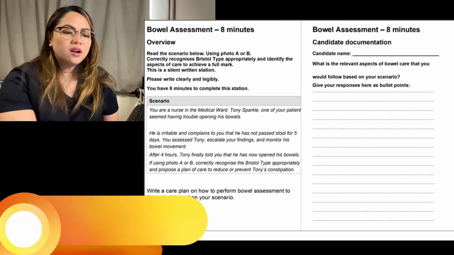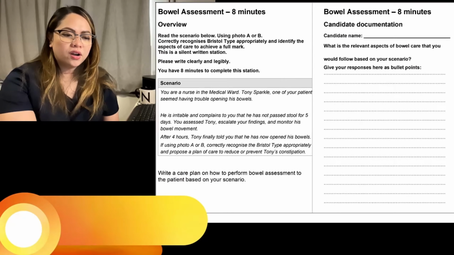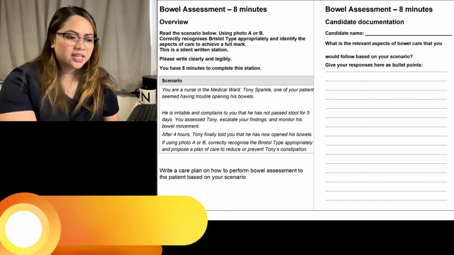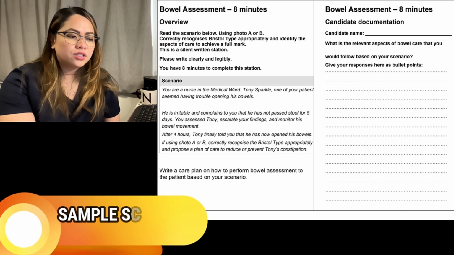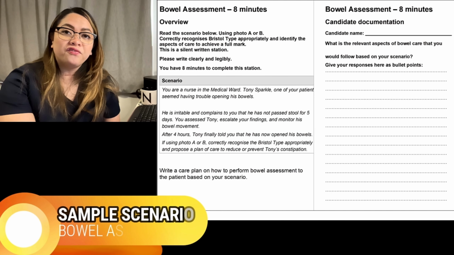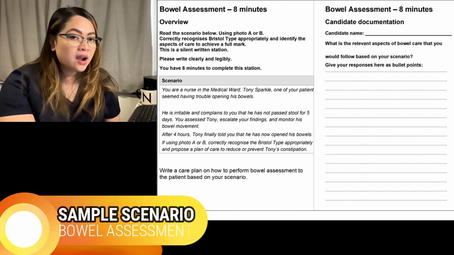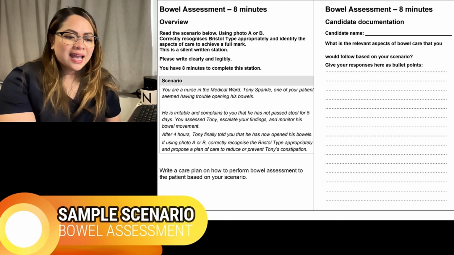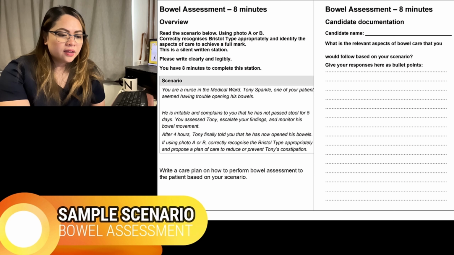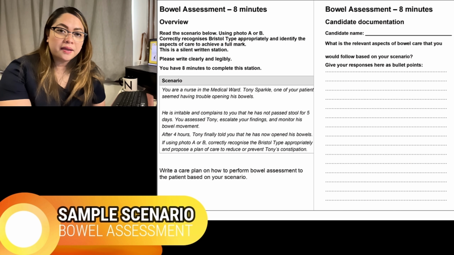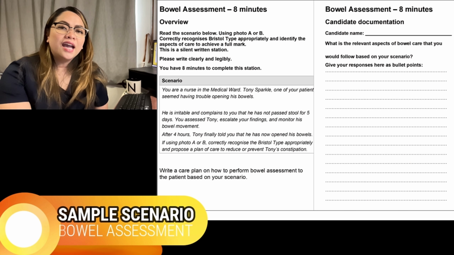Ready? You are a nurse in a medical ward. Tony Sparkle, one of your patients, seems to be having trouble opening his bowels. He is irritable and complains to you that he has not passed stool for 5 days. Something's not right, so you assess Tony, escalate your findings, and monitor his bowel movement. After 4 hours, Tony finally tells you that he has now opened his bowels. So please identify the Bristol Stool Type and write your plan of care. Again, identify the Bristol Stool Type and write your plan of care.